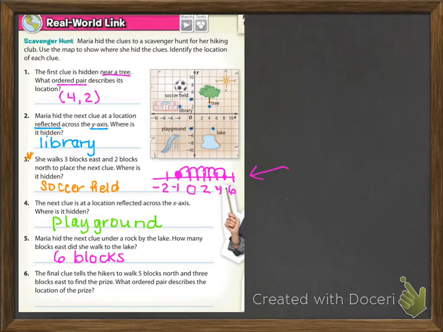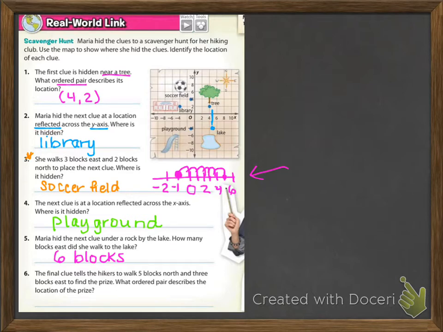The final clue tells the hikers to walk 5 blocks north and 3 blocks east to find the prize. What ordered pair describes the location of the prize? So 5 blocks north and 3 blocks east from where we're at, which was the lake. Here's the lake. 5 blocks north would be 2, 4, and then 5 would be right there. And then 3 blocks east.